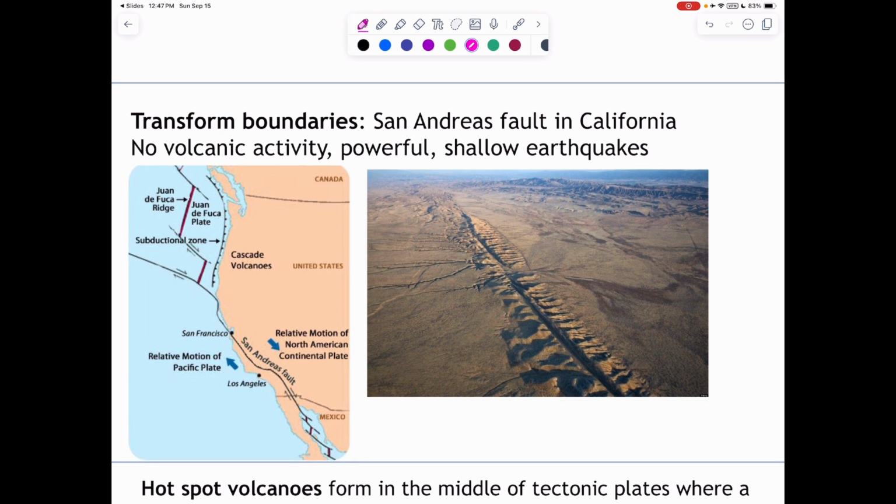And then finally, we have transform boundaries. There's not a ton of examples of these. The best example, however, is the San Andreas Fault. I highly recommend, if you've ever lived in California or you've been dying to move there, this is a fascinating area. It's very visual. People have put fences across this, and over time their fence posts move farther apart from each other. No volcanic activity. It's some powerful but shallow earthquakes.